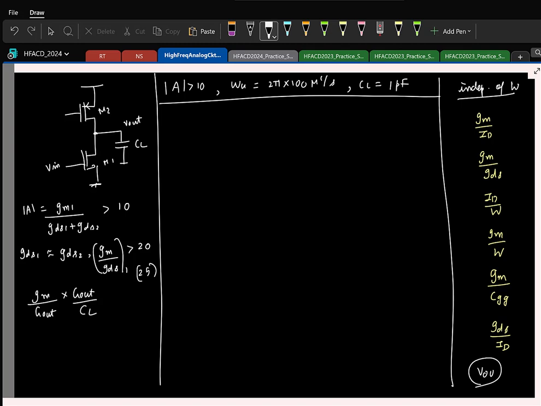So what is omega U? GM1 by CL, right? So I'll directly write it. I don't have space, so omega U is GM1 by CL. That is given as 2 pi times 100 mega radians per second. So I know the load capacitance, I can find GM1. So this is, I think, 628 microsiemens.